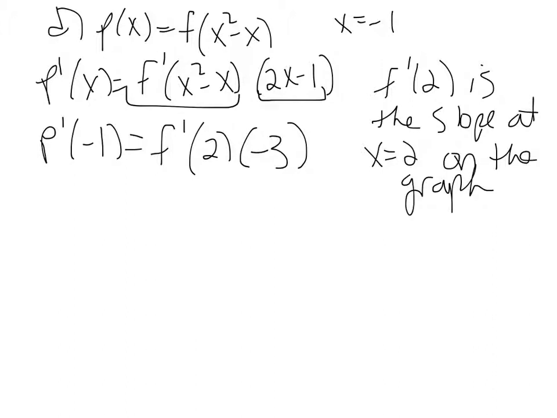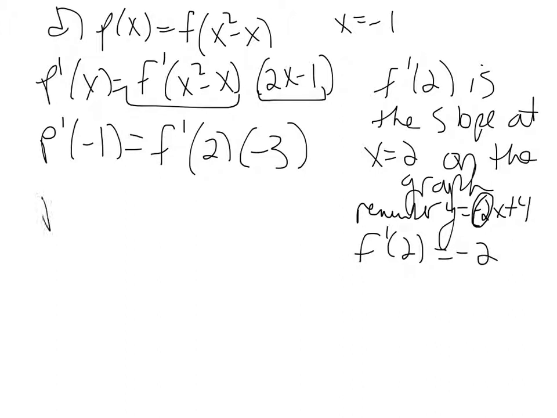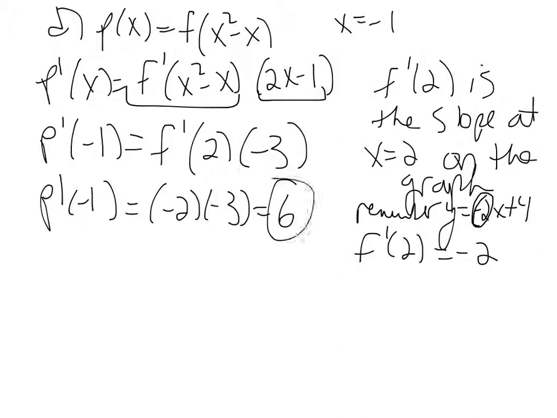So if I go back and find the slope at 2, well, we know what it is. We found it, remember, we had y equals negative 2x plus 4. So this is what I need. So f prime of 2 is negative 2. So f prime of negative 1 is negative 2 times negative 3, which is 6. And that is 2014, number 3.